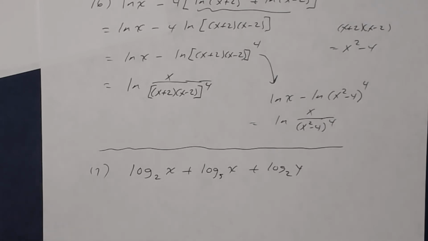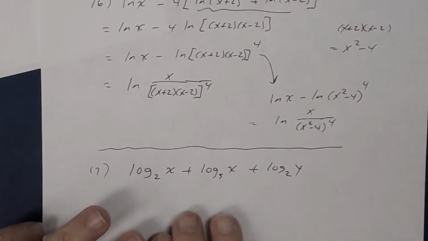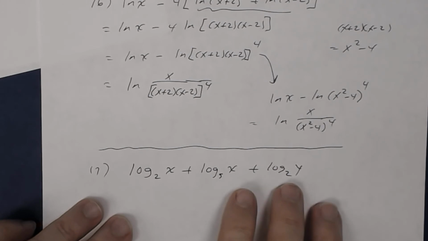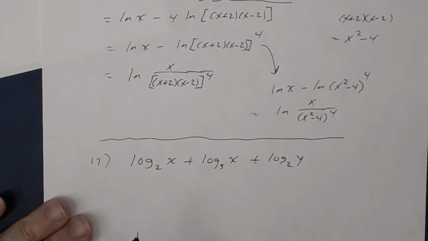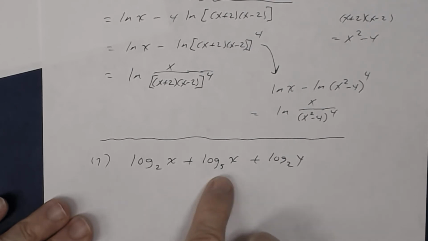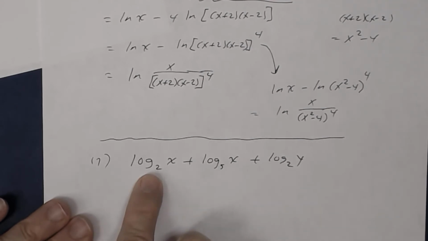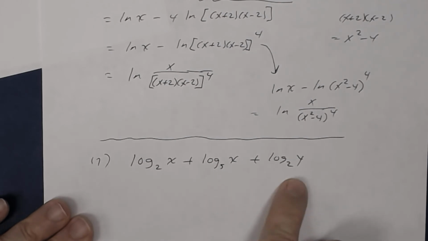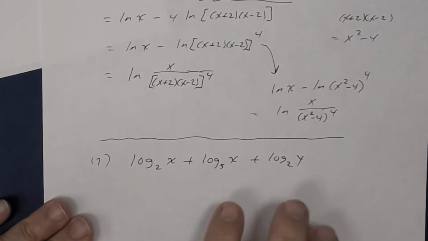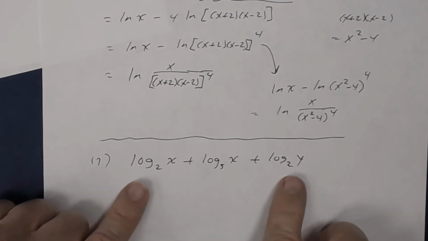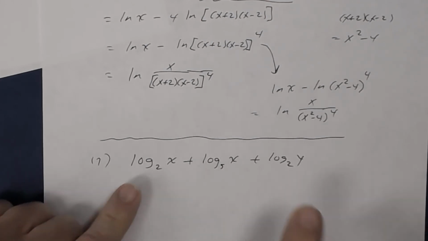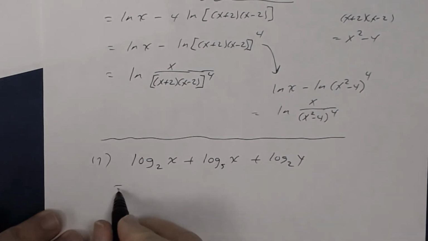Now, there's no way I can condense this to one logarithm. Why can't I condense this to one logarithm? Because all the bases are not the same. This base is a 2, this is a 5, this is a 2. In order to use those properties, the bases have to be the same. But what do you notice about the first and the last? Well, those are alike.